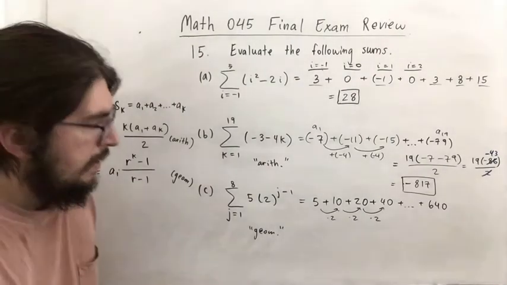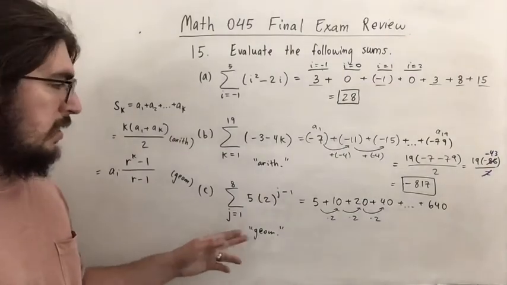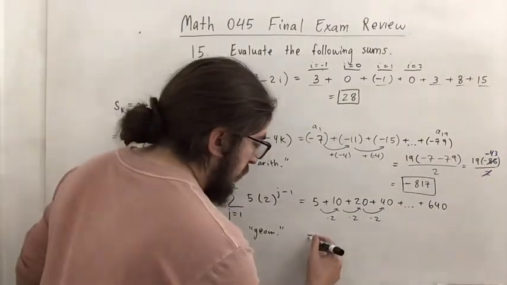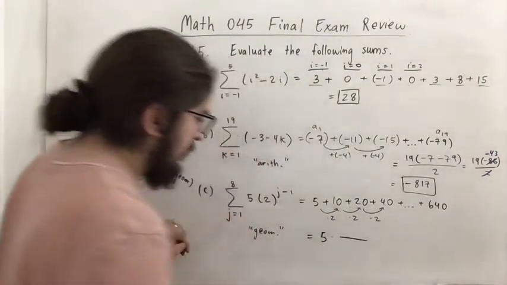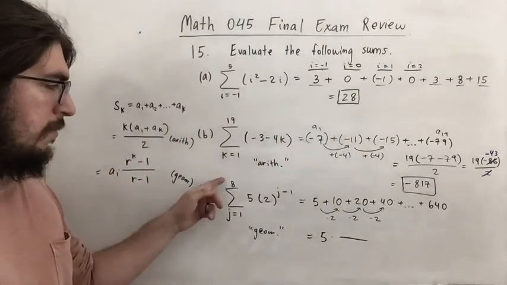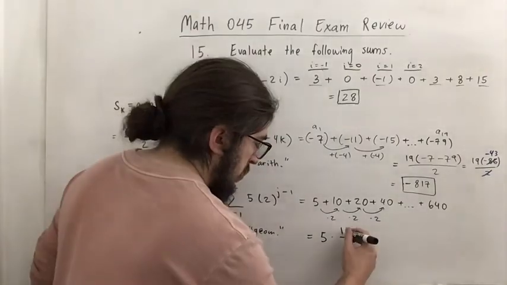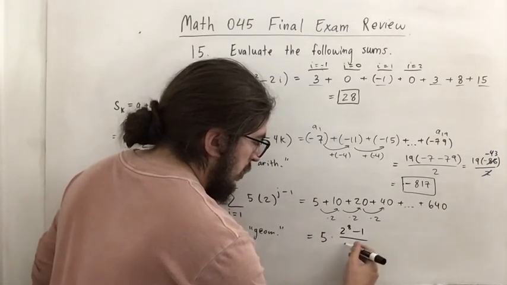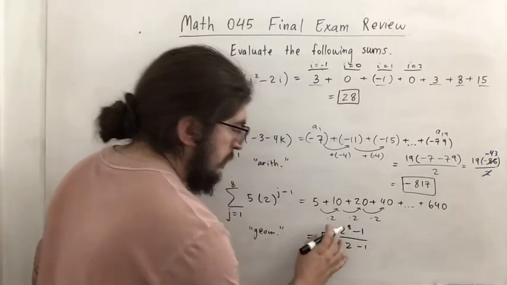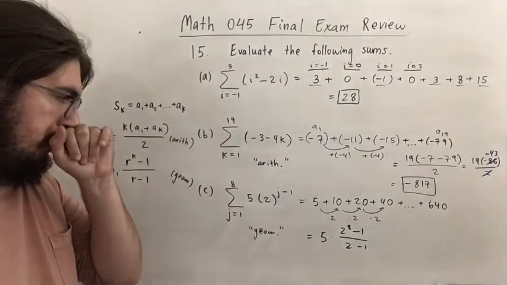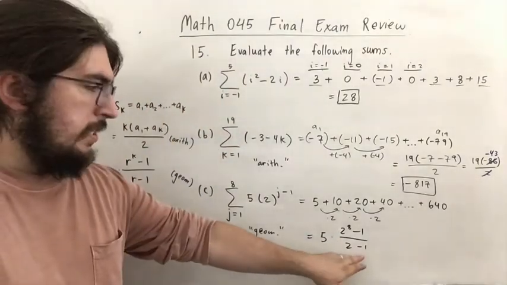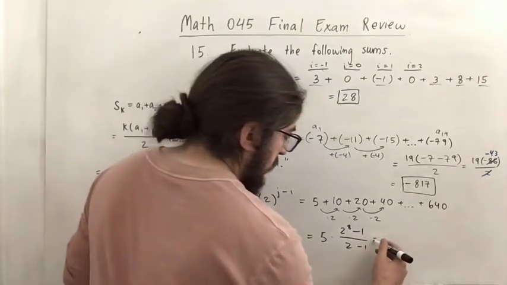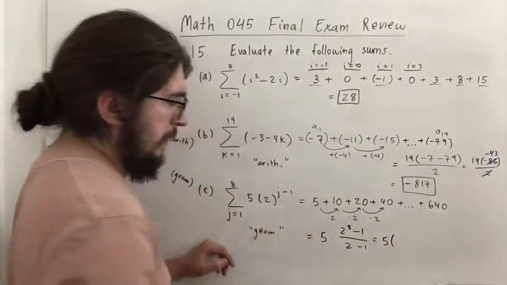Yeah. So let's see. So a1 is going to be the first term, which is 5, times r to the k, where k is 8. So r is 2, by the way. So it's 2 to the 8 minus 1 over 2 minus 1. Great. Now, what's interesting here is that 2 minus 1 is 1 in the denominator, so this is just 5 times whatever 2 to the 8 minus 1 is.